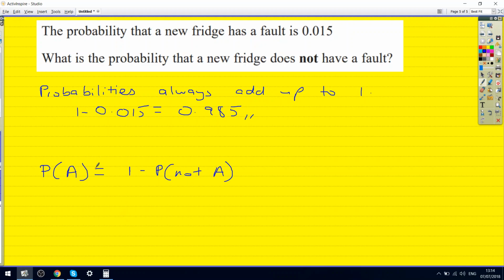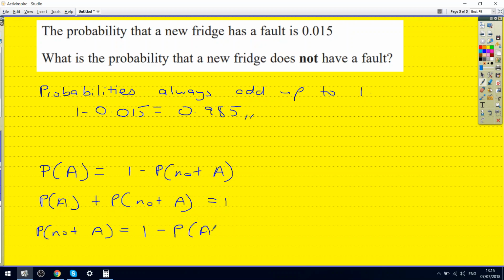because there's 2 possibilities. So it's basically the probability of A plus the probability of not A is equal to 1. And you can rearrange it. So you can say the probability of A is equal to 1 minus probability of not A. How could you write the probability of not A? 1 minus P, probability of A. Yeah.